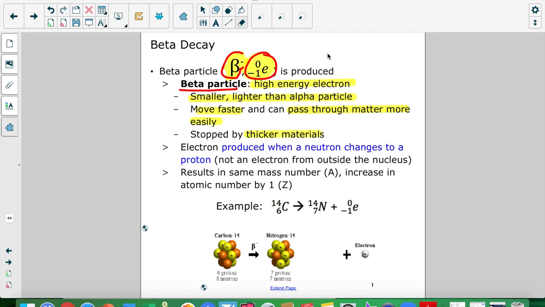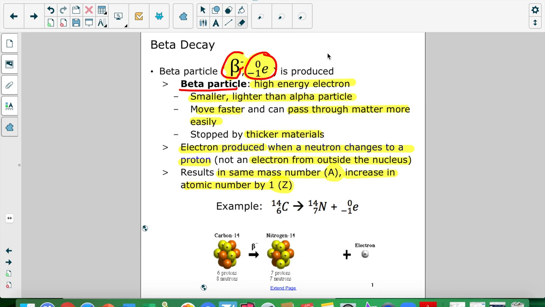Now, when beta decay happens, the electron is produced when a neutron changes to a proton. So when one of the neutrons in the mass number changes into a proton, as a product. I'm going to explain this to you in a minute. This is not an electron from outside of the nucleus. So the result is that they will have the same mass number, same A, and there's going to be an increase in the atomic number by 1 in Z.